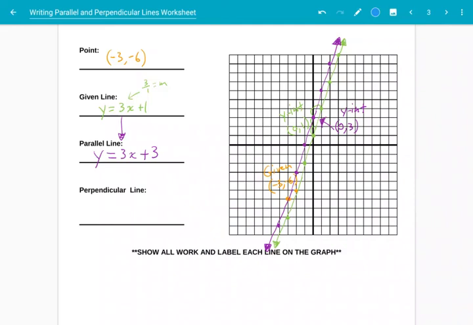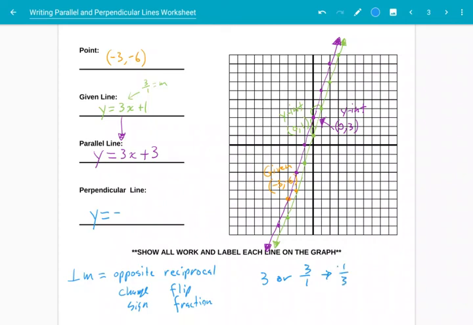We need the perpendicular line. Remember, perpendicular slope is the opposite reciprocal, which means change the sign and flip the fraction. That's all that means. So I'm going to change the sign. Y equals minus 3 now, but I need to flip that fraction. So flipping 3, or 3 over 1, becomes 1/3. And changing the sign, minus 1/3, and then x. And let's go find the y-intercept.